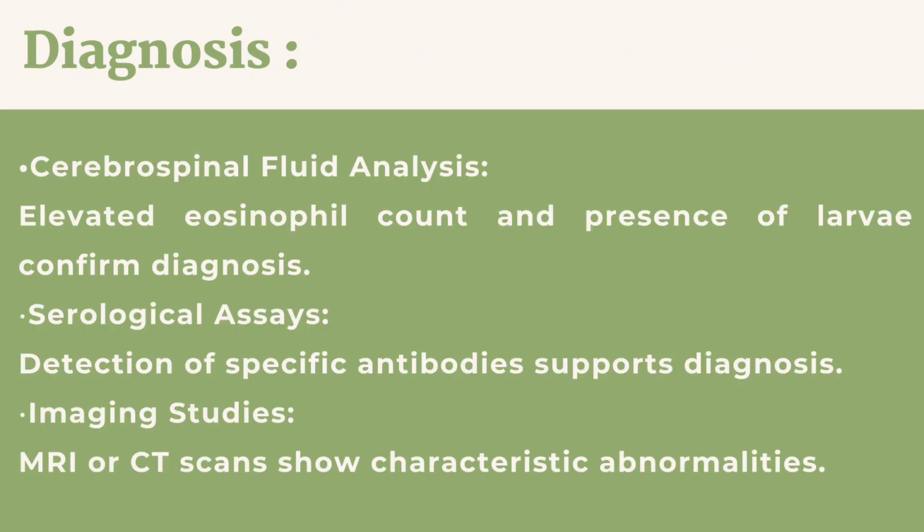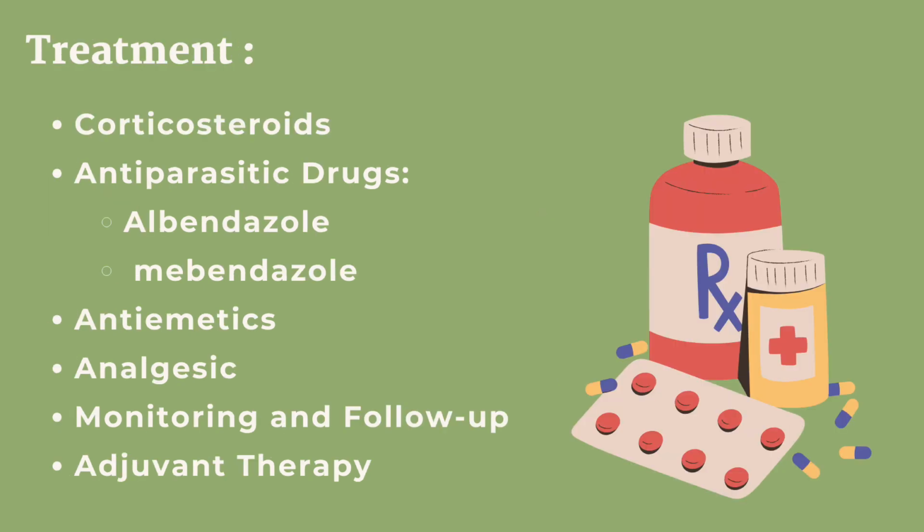So diagnosis, we can conduct cerebrospinal fluid analysis to check if elevated ang white blood cells and to confirm the presence of larvae, and serological assay to detect specific antibody, and imaging tests such as MRI and CT scan. As for the treatment, we have corticosteroid to reduce inflammation, especially in severe cases. Antiparasitic drugs, we have albendazole or mebendazole, and antiemetics to control nausea and vomiting, and analgesic for pain, then monitoring and follow-up checkups, adjuvant therapy to consider additional therapies for neurological complications.